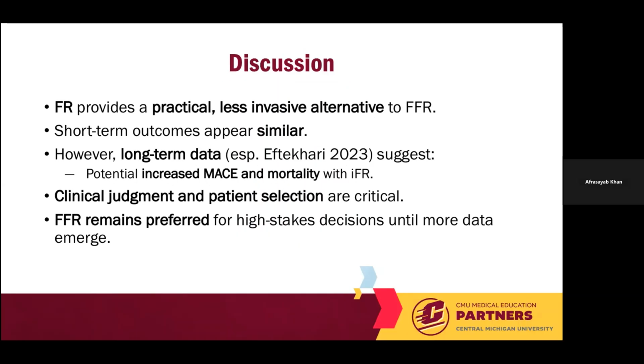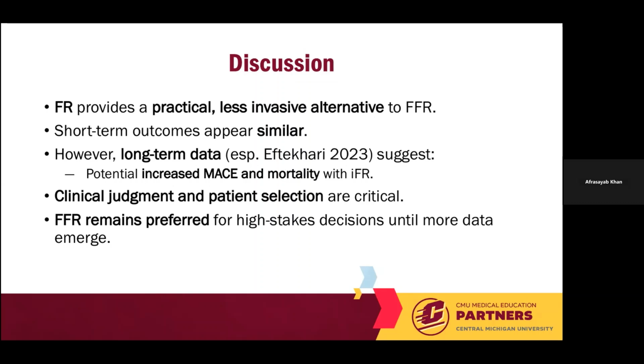Coming to the discussion, IFR does provide a practical and less invasive alternative to FFR, and the short-term outcomes do appear similar. However, long-term data suggests, especially from this one study, that there could be a potential increased rate of major adverse cardiovascular events and mortality with IFR.